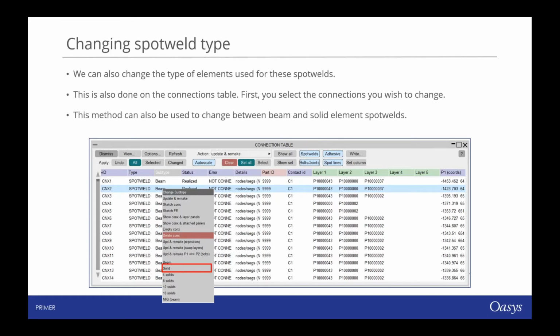As I said, if you use the right click whilst you're hovering over a particular column, it changes the action that you can perform. So you can also update the type of spot weld, as I showed, from a beam to a solid if you wished.